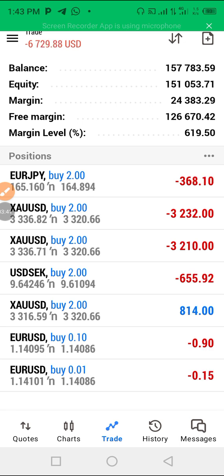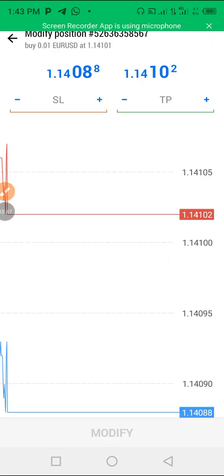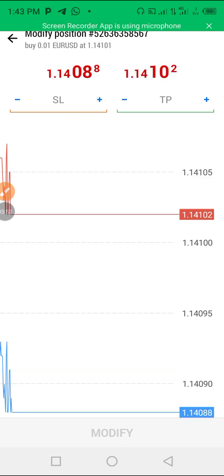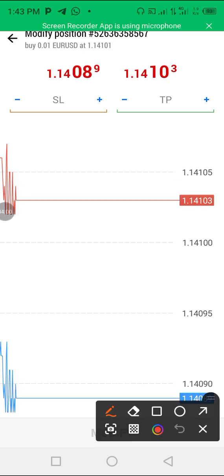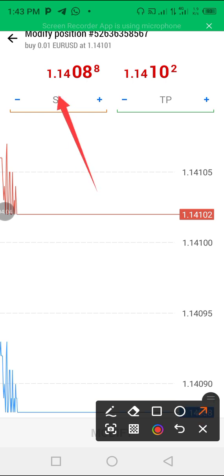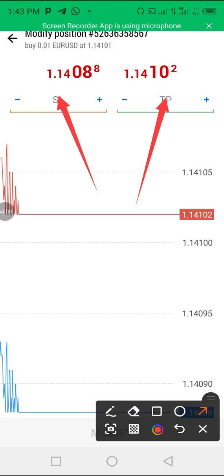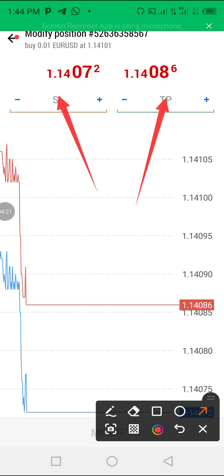Now, if you long press on it, you can see close position, modify position. Modify position means that in case you want to change some things, this is where you put your stop loss, the SL I told you earlier. Let me use another pointer. This is where you put your SL, and this is where you put your take profit. Now, what is the SL and the take profit? They are the price that you want to get to before you say, I have had enough, whether in terms of making profit or losing money. So that is what the modify position is.